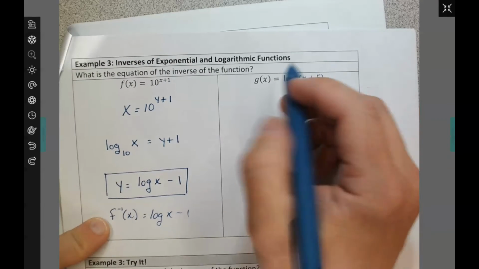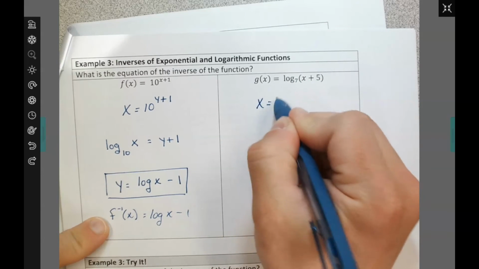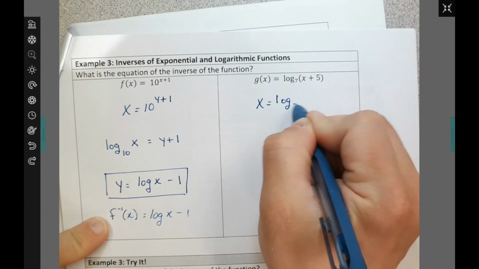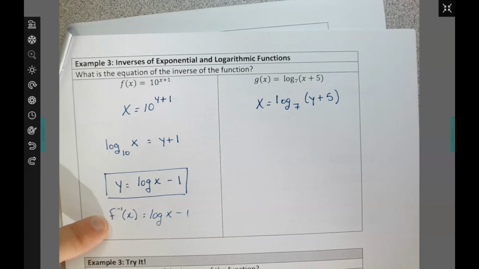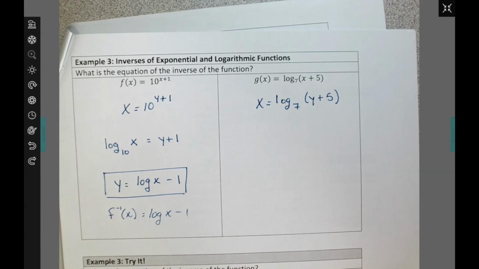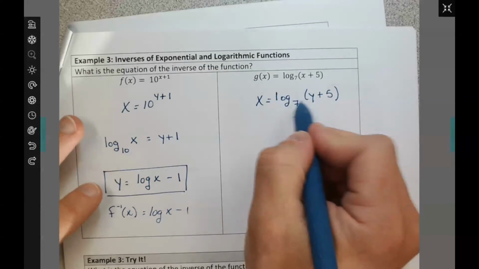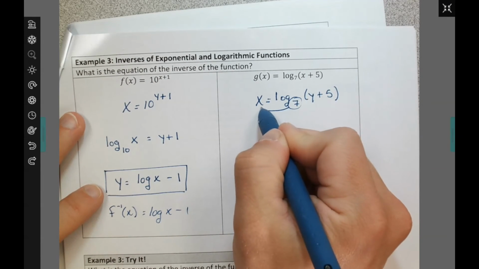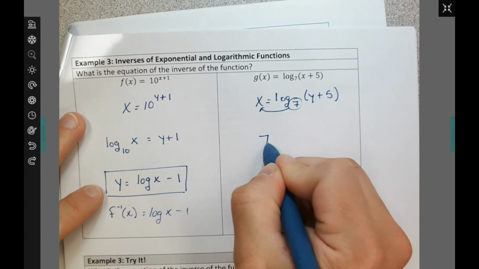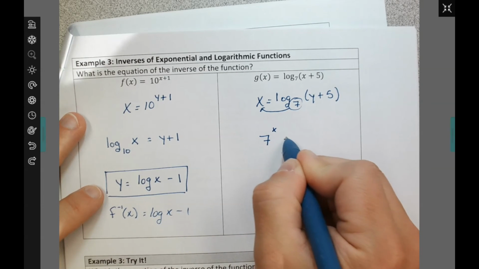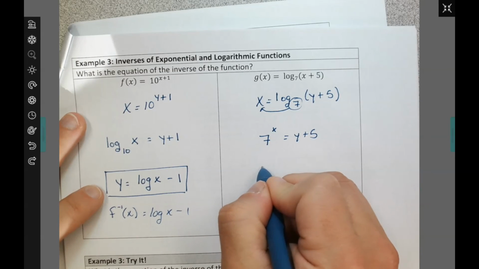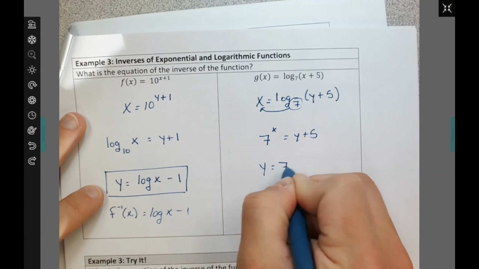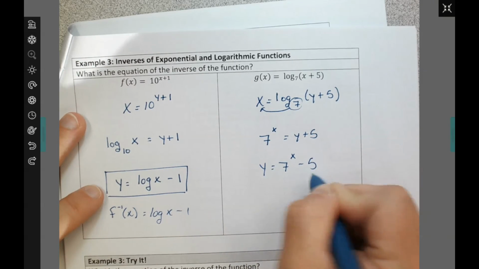Over here to the right, same deal, switch x and y. So I got x equals log base 7 of y plus 5. Again, you need to get y by itself. So to do that, we need to switch forms, get an exponential. So I take my base, raise it to the exponent on the other side. Give me 7 to the x equals y plus 5. And then getting y by itself, you subtract 5 from each side. So y equals 7 to the x minus 5.